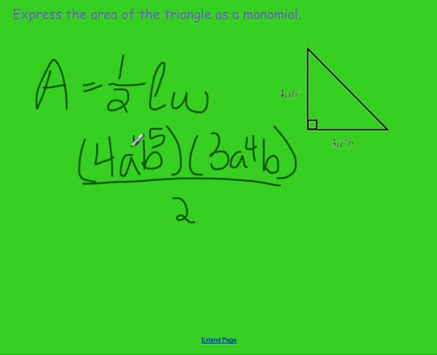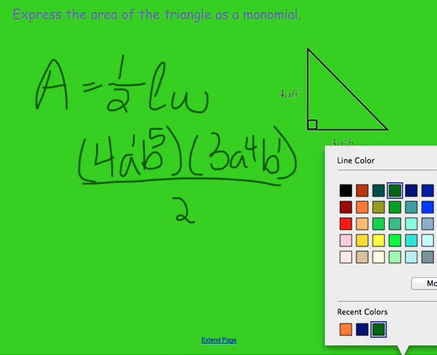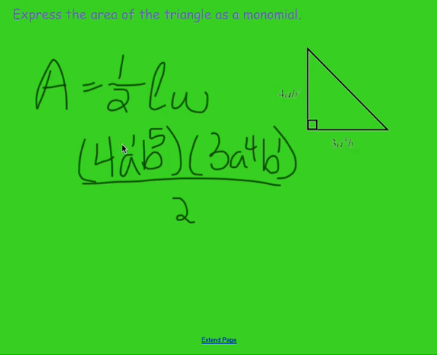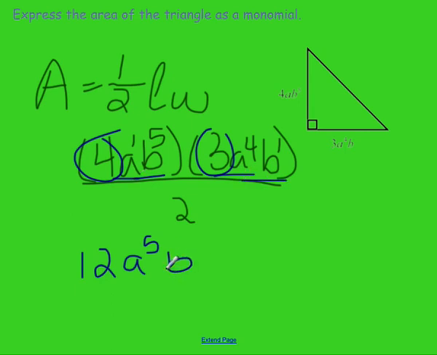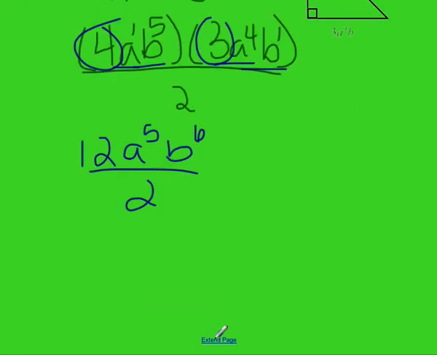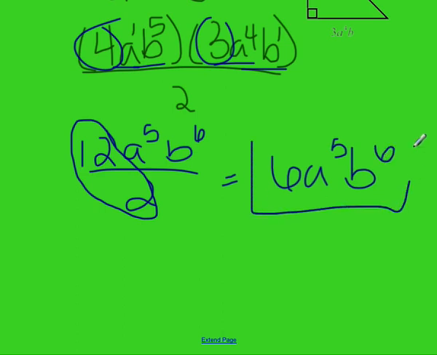So what I like to do is anything without an exponent, I like to remind myself that it has an exponent of 1. So now I'm going to go ahead and multiply my coefficients. 3 times 4 is 12. A to the first times a to the 4th. We're going to add those exponents and get a to the 5th. B to the 5th times b to the first. Add those exponents and get b to the 6th. And then we're going to divide that by 2. So when I'm dividing that by 2, all I'm really doing is taking 12 divided by 2. And that's going to give me 6. So then I have 6, a to the 5th, b to the 6th. And that is your final answer for the area.